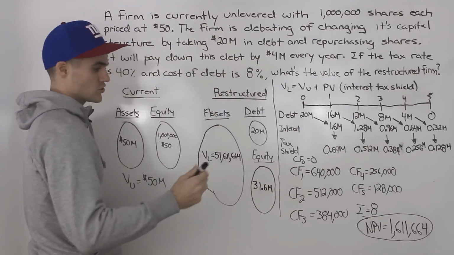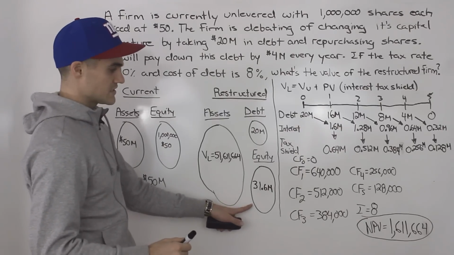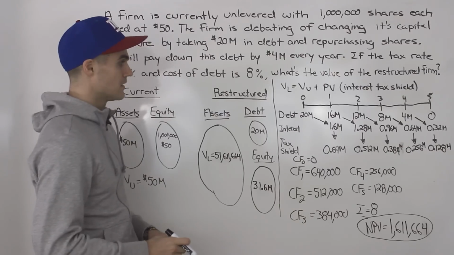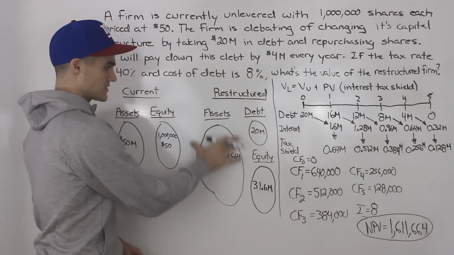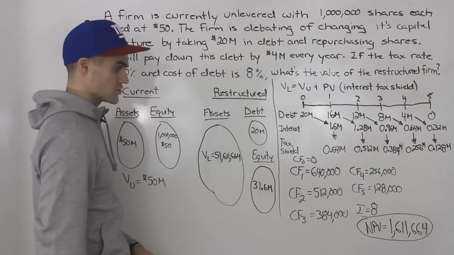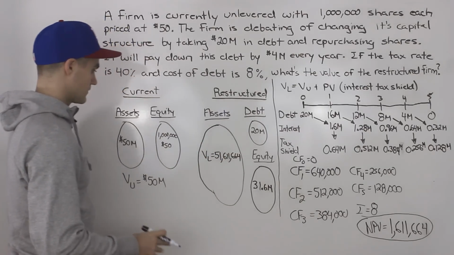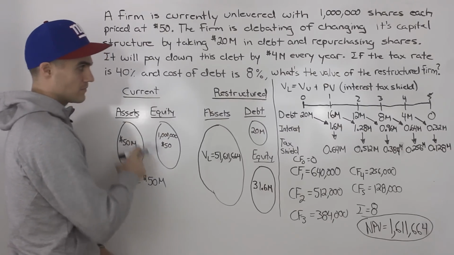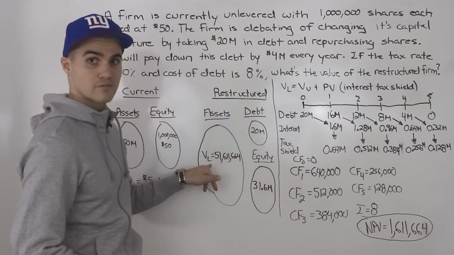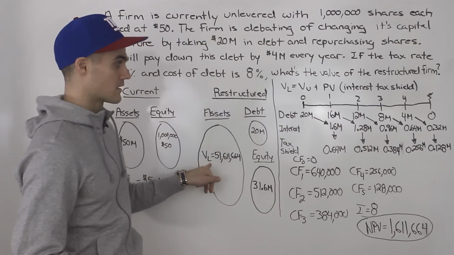And then in future examples, we'll go into more detail with this equity, finding what the new share price is, etc., etc. But for now, I just wanted to figure out what's the value of that levered firm, what's the value of that left side of the balance sheet. So all you do is you find the value of the unlevered firm, find the present value of the interest tax shield, and then add them together to get the value of that levered firm.